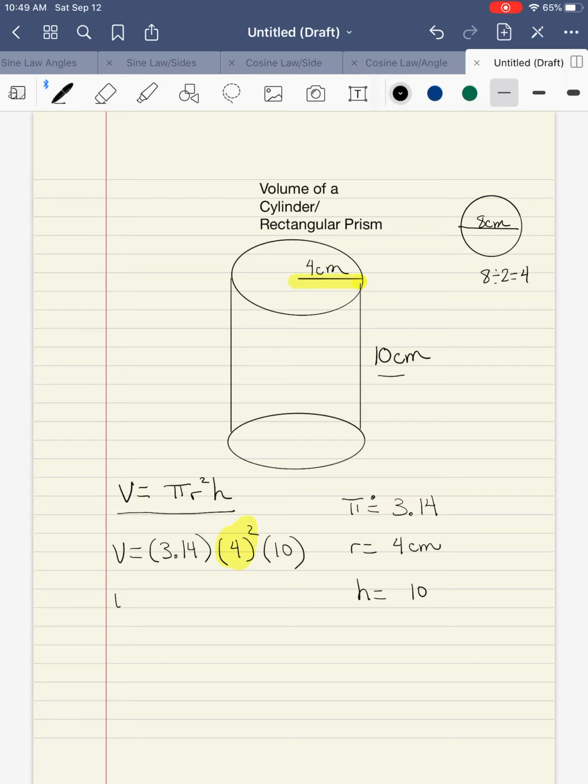So again, I don't advise doing this all at once. Some people just like to punch it all in on the calculator. I advise using it in these steps. So again, 4 to the exponent 2, not 4 times 2, but 4 times 4. And then we're going to multiply through here. And it's approximately 502.4 centimeters cubed to signify we took the volume of a 3-dimensional shape.